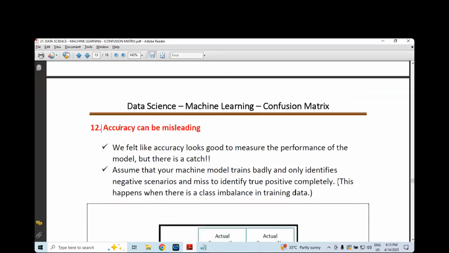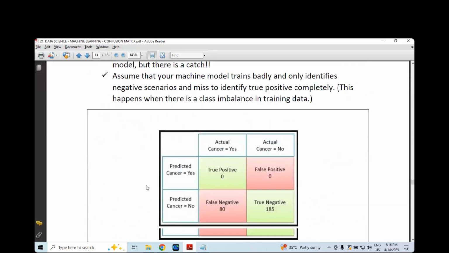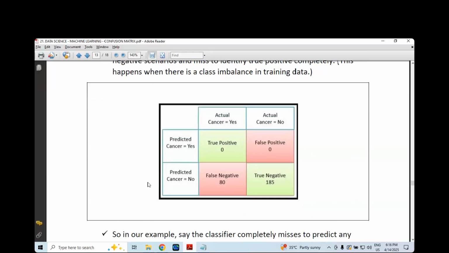Sometimes accuracy can be misleading. Now here is the point: don't blindly believe the accuracy. Sometimes accuracy can mislead us. Let me explain where accuracy can mislead us. Look at the matrix table and please help me. Can you tell me what is this scenario? What is the rating?